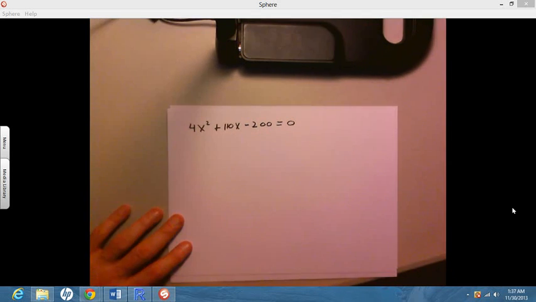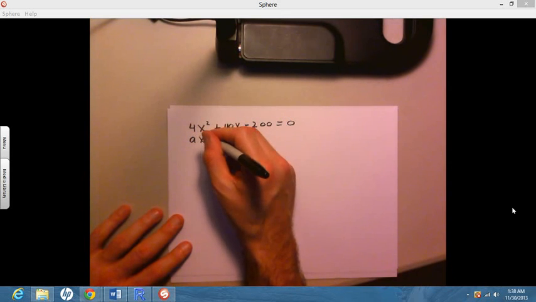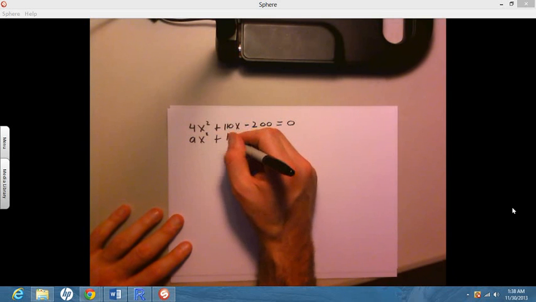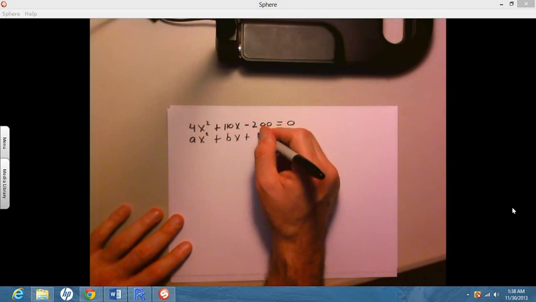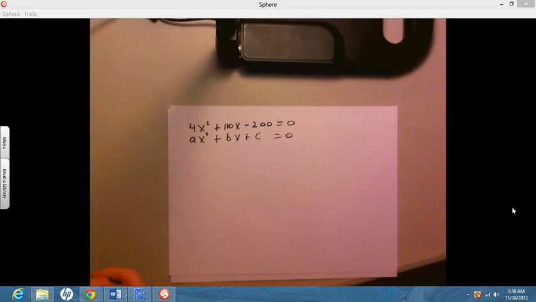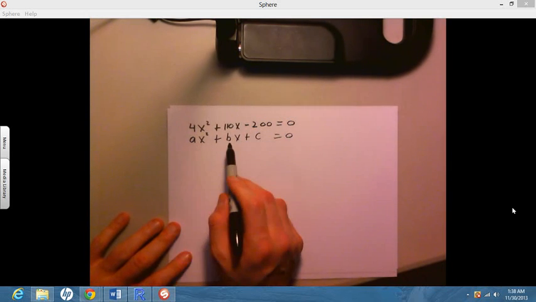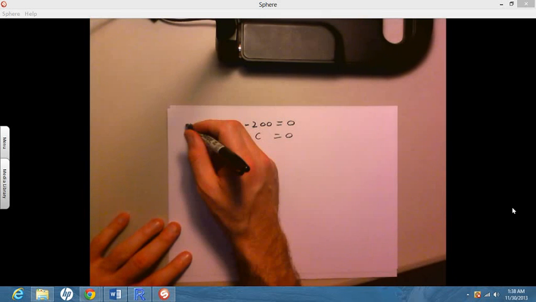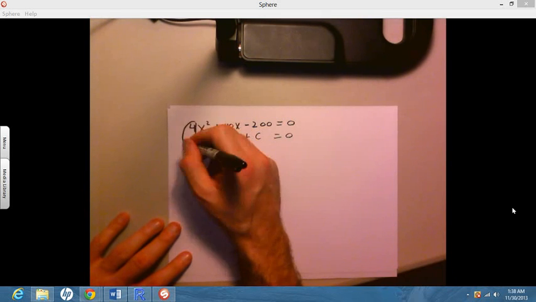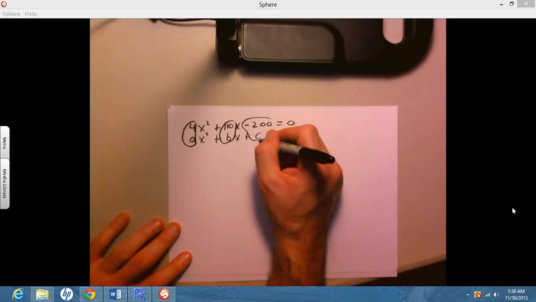We have a quadratic equation, and the quadratic equation is written in standard form, which is ax squared plus bx plus c is equal to 0. And whenever we want to solve these, that is the way we want to have them written. The x squared term first, then the x, and then the constant. Now here we know that a is going to be 4, b is going to be 110, and c is going to be 200.